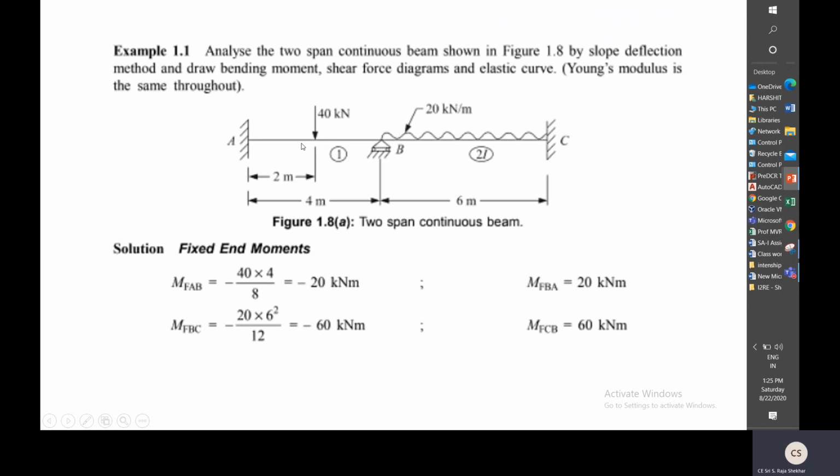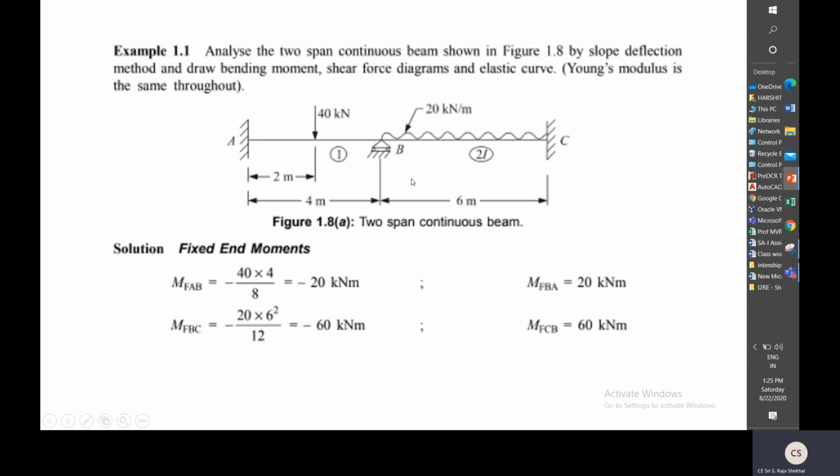If you observe this continuous beam, for the span AB, the moment of inertia is I. That is, for the span BC, it is 2I. It is 2I. It's clearly mentioned.